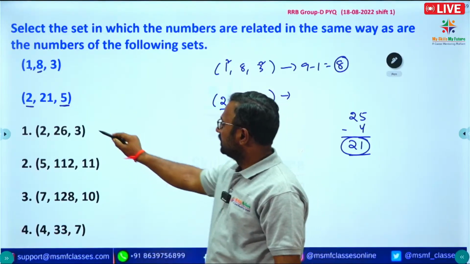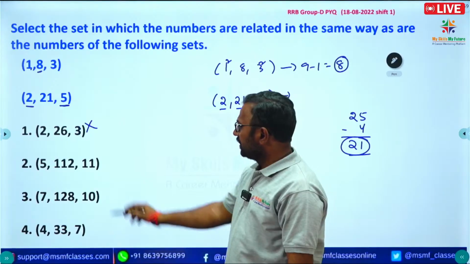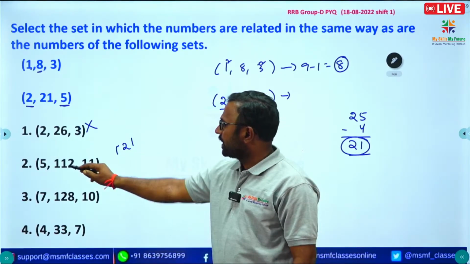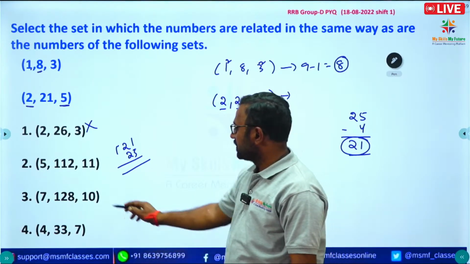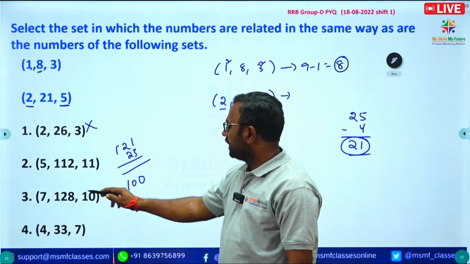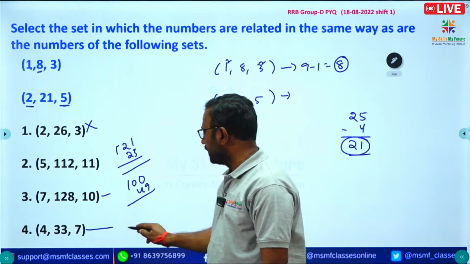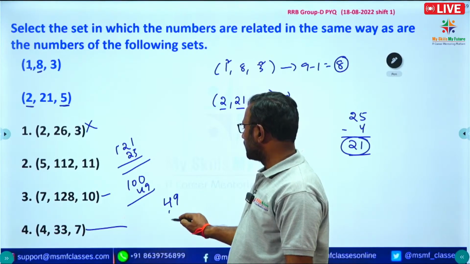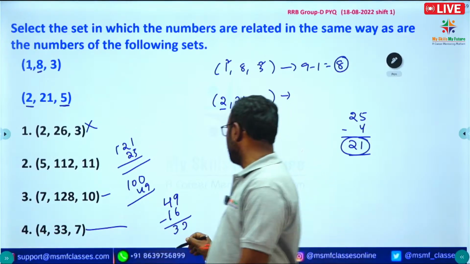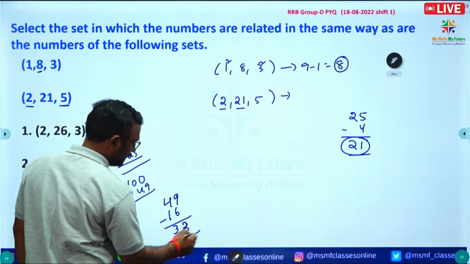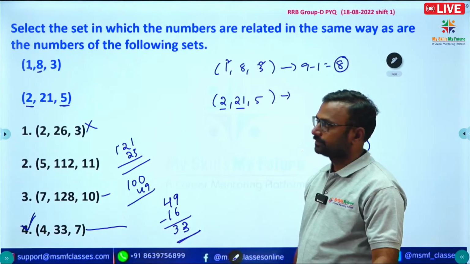This one is 3 square 9 minus 4 we get 5, so this is wrong. Here 11 square 121 minus 5 square 25 we get more than 100. Here 10 square 100 and 7 square 49 we get less than 100. Here 7 square 49, 4 square 16, so 7 square minus 4 square we get 33. Yes, option 4 is correct. Next question.